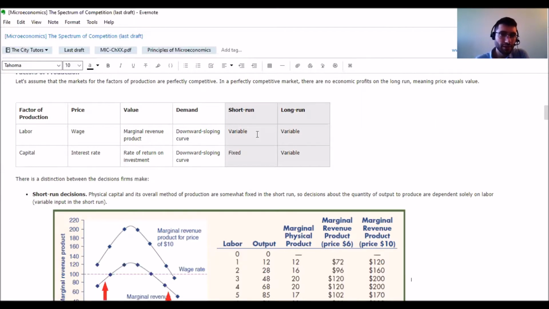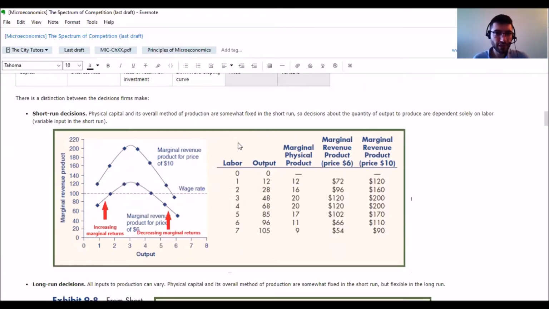Now, there is an important distinction that firms make, which is the short run and the long run. For short run decisions, we usually assume that the only variable that companies can change is labor. All the other factors of production will be fixed in the short run. And so the company's decision will look something like this.